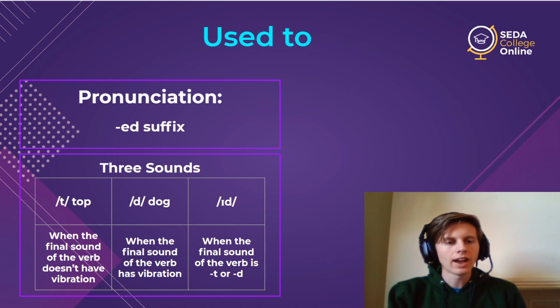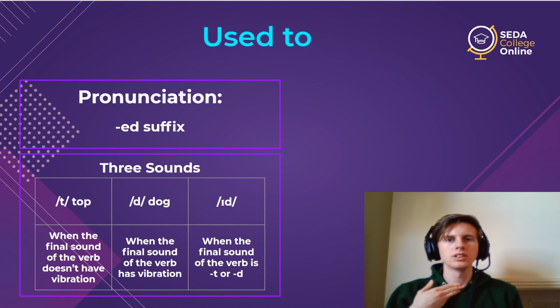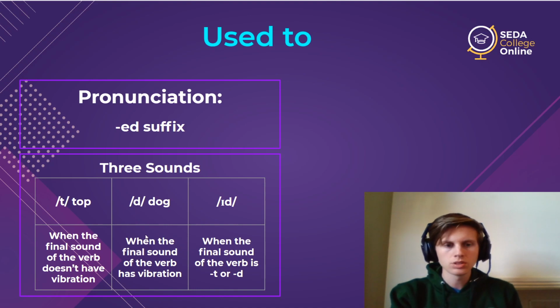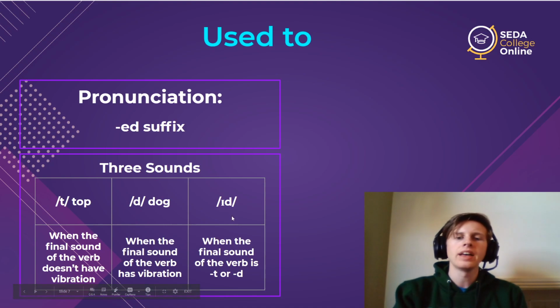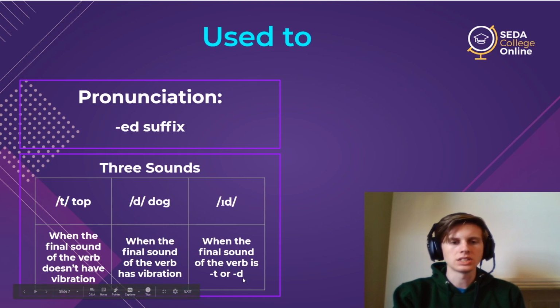So when the final sound of a verb or adjective doesn't have vibration, ED is a T sound. T, t. That's it, just a T sound. And what I mean by vibration is your throat here. Is there vibration in your throat? And I'll show an example in a moment. D is used when the final sound of the verb has vibration. So there we match because D, da, vibration, so we match them together. And then we have a third option, id, when the final sound of a verb is T or D.